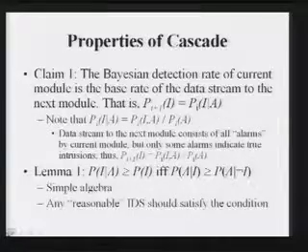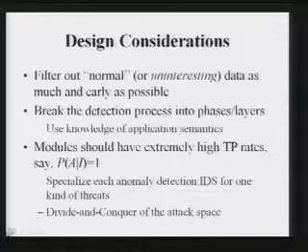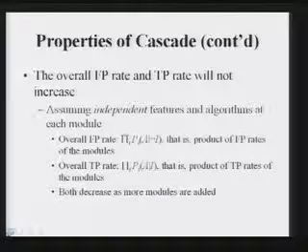So any reasonable IDS would do better, meaning the detection rate would be greater than the false alarm rate. And we can show that if this is true, then you have this condition, then you have that property. So just combining these two results, by plugging in claim one and lemma one, you can show that the base rate actually would increase from one layer to the next. So that's a nice property, meaning that in a cascade, you can build it out so that the base rate keeps improving.